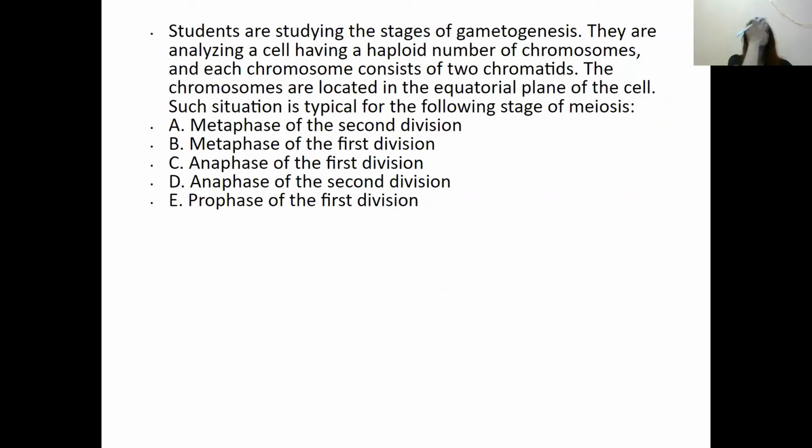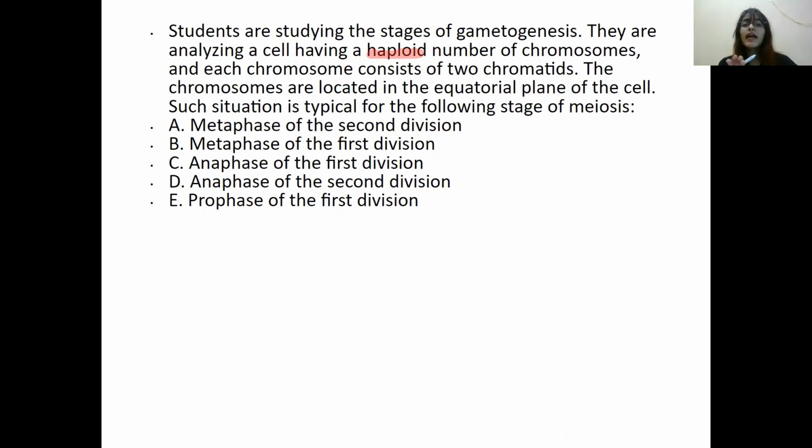So obviously, let's also discuss a Krok question. Students are studying different stages of gametogenesis. They are analyzing a cell having a haploid number of chromosomes. So you know in mitosis, the number never halves, the number remains the same. So if a cell is diploid, it will be diploid only. And haploid only occurs in the case of meiosis. So obviously they're talking about meiosis.